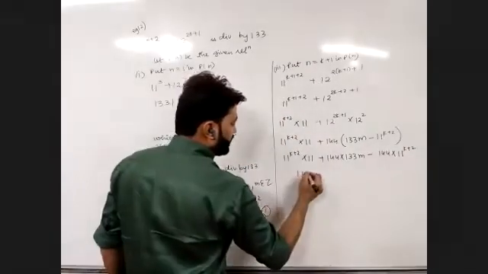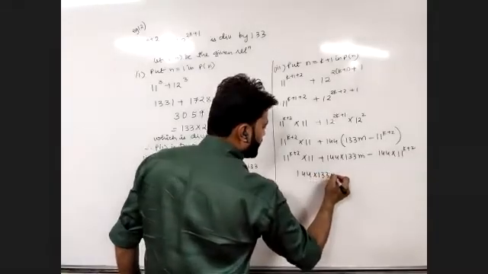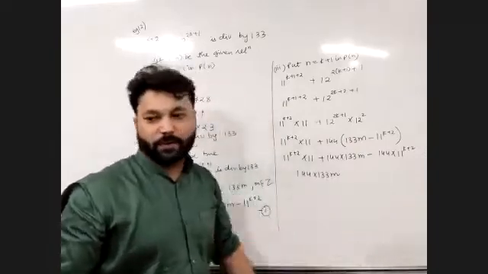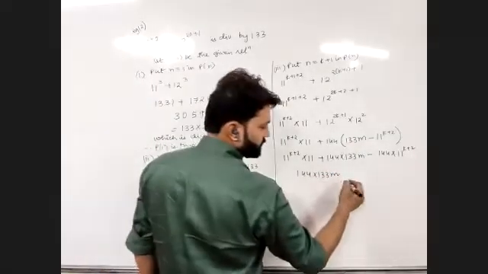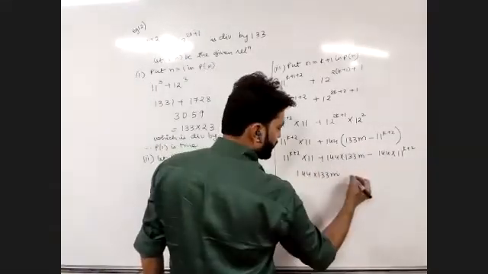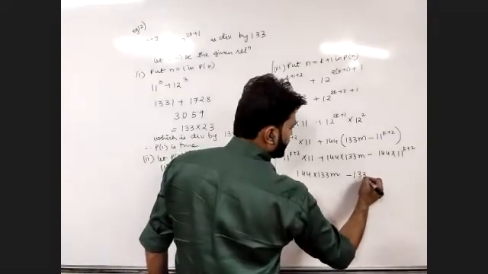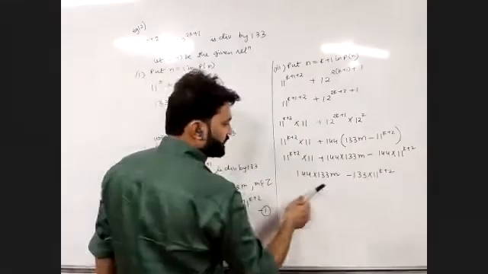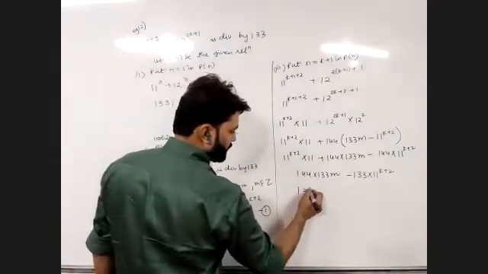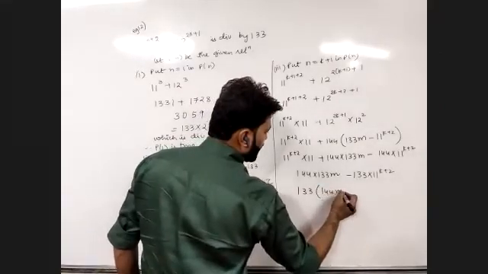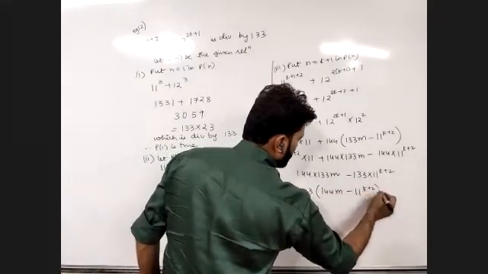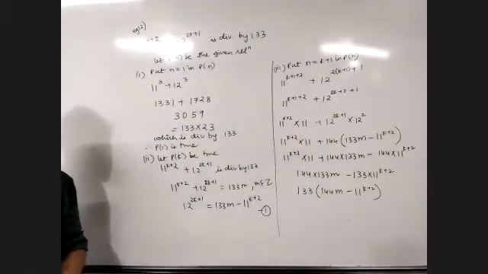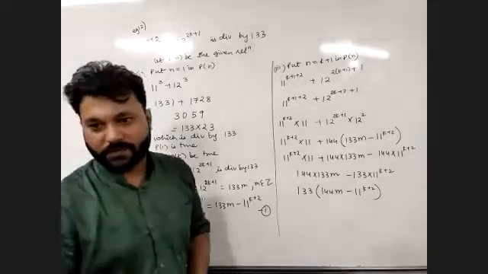So this is 144 into 133m plus 11 minus 144, which will be minus 133 into 11 raised to the power k plus 2. Now, out of these two, what can we take common? We'll be left with 133 into 144m minus 11 raised to the power k plus 2, which is divisible by 133. Therefore, P(k plus 1) is true, and hence P(n) is true for all values of n.